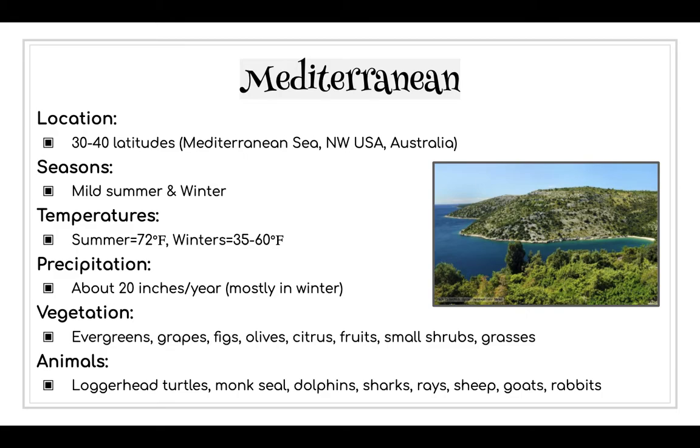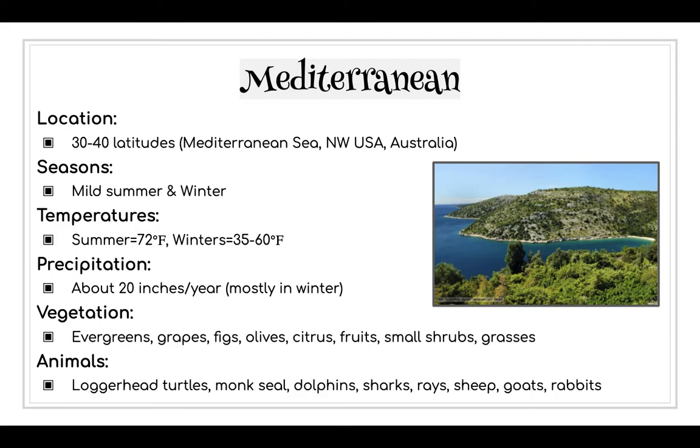Also in the Mediterranean area, you'll see grapes. That's also in northwest USA. But figs, olives, citrus and fruits are primarily in the Mediterranean area, and then small shrubs and grasses. As far as animals go, some of the animals listed come out of the Mediterranean Sea, and some are on land. You have the loggerhead turtles, the monk seal, dolphins, sharks, rays. Those are in the sea. And then you have sheep, goats, rabbits. Those are primarily on land. So those are the different types.